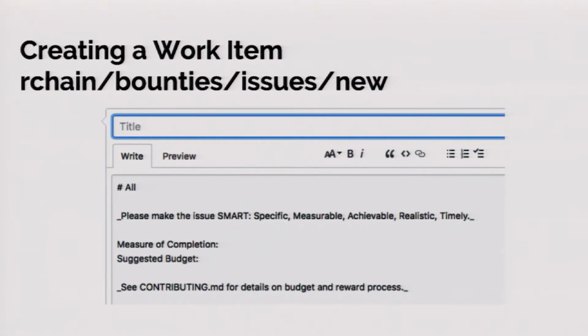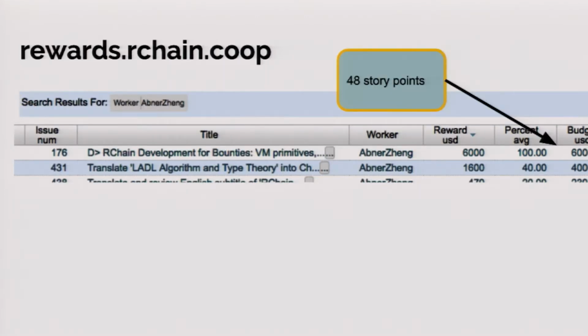And that's in rewards.rchain.coop, where the voting goes on. Okay, so that was a specific example. Now zooming out just a little bit.